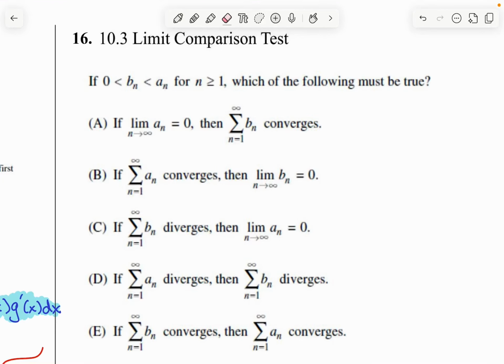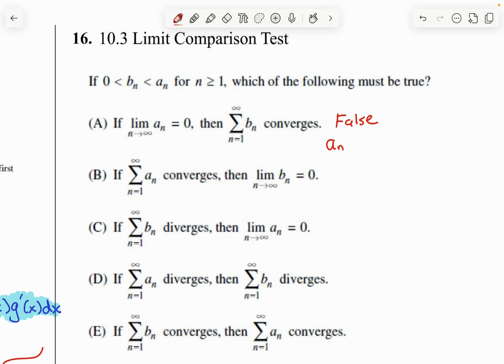Okay, this says b sub n is in between 0 and a sub n for n bigger than or equal to 1. Which of the following must be true? So this says if the limit as n goes to infinity of a sub n is 0, then this series here converges. So that's not true, and this is where you can put in some counterexamples.